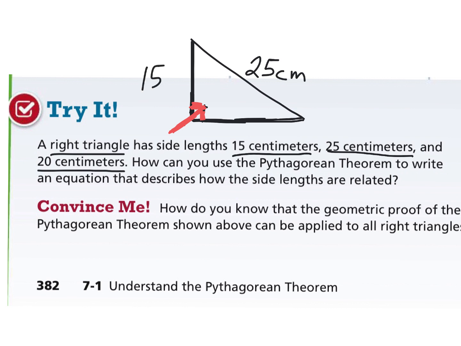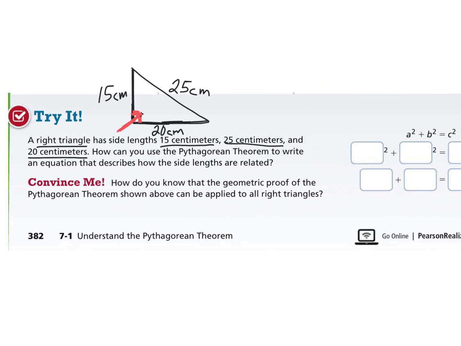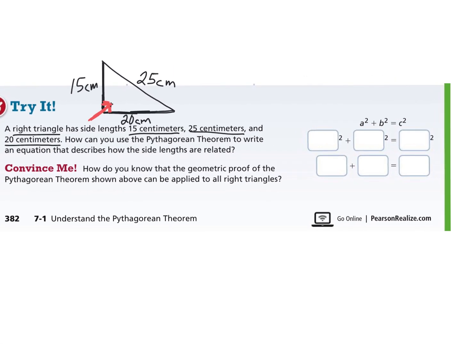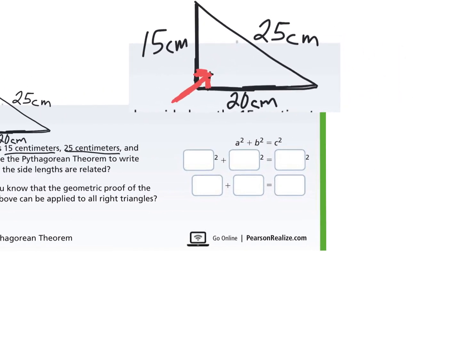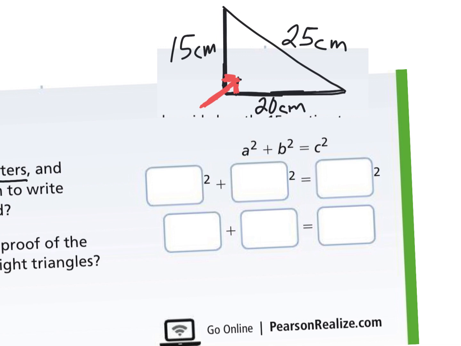The 15 centimeters and the 20 centimeters would be the other two sides then. So the legs of the triangle are A and B, and it doesn't really matter which one you put for what. What does matter is what you put for the hypotenuse. The hypotenuse is the longest side, and it has to go in place of C in our equation.